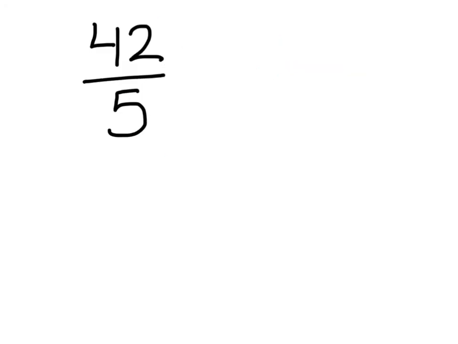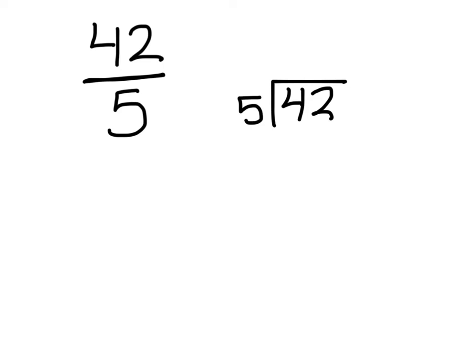When you add or multiply fractions, you might end up with an answer of an improper fraction. Typically, we want our final answer to be in a mixed number form. To turn this into a mixed number, I'm going to do 42 divided by 5. A fraction is the same as a division problem. So I will do 42 divided by 5.